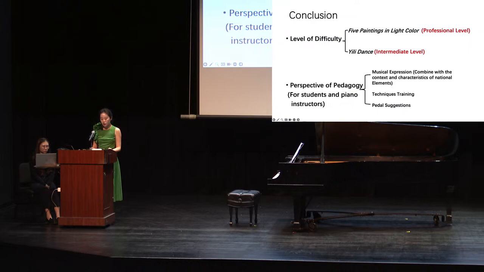From the perspective of piano pedagogy, both of the piano works are good materials for piano students to learn. I categorize both works in different levels of difficulty. Five Paintings in Light Color belongs to the professional level. There are some points, such as long arpeggio passages, sextuplet against the quintuplet, and rapid vertical chord progression, which would be good material for students at the intermediate level to improve technique and finger skills. Also, students can grow musically through deep understanding of the context of the compositions and composing ideas.